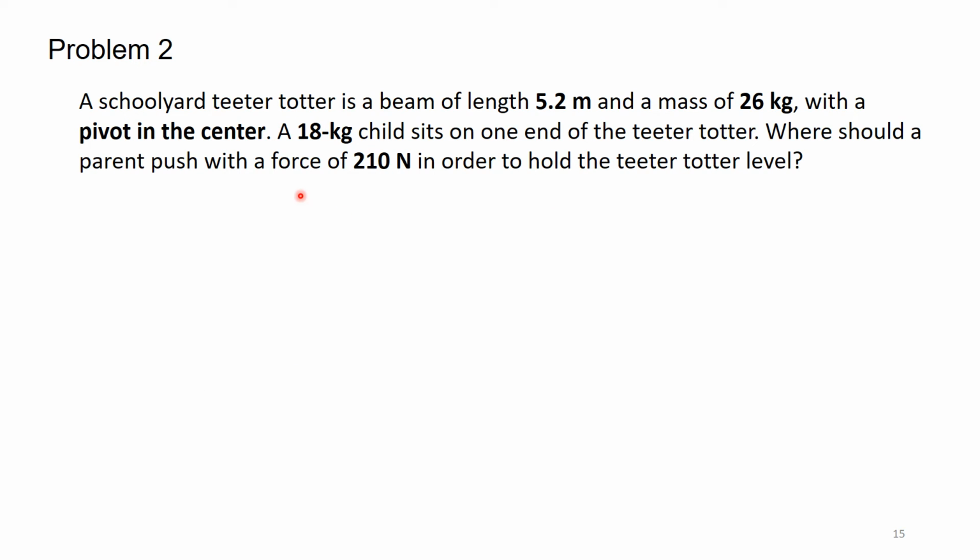Let's look at this other example. We have a teeter-totter of a certain length of 5.2 meters and a mass of 26 kilograms, and the pivot is at the center. So the question tells us where to choose the pivot. We have an 18 kilogram child sitting on one end, and the parent is pushing with a force of 210 newtons somewhere else. We are trying to figure out the location where the parent should apply a force to keep the teeter-totter level, which means that the teeter-totter should be horizontal, or at static equilibrium, okay?